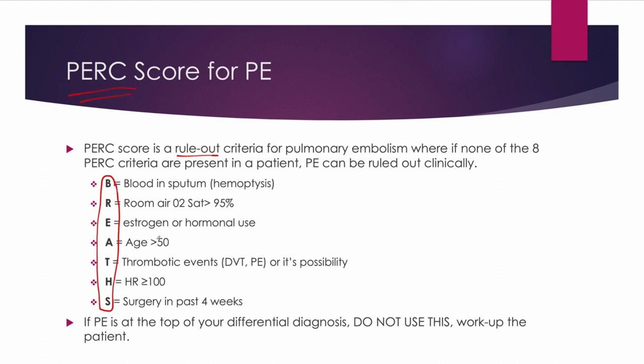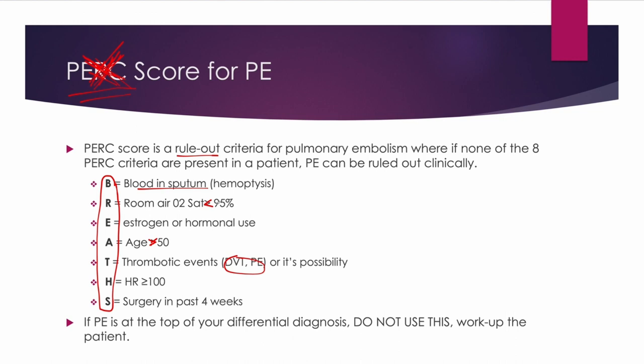You have to be, this is actually ageless. Let's see, that's right, correct. Sorry about that. So if you have blood, meh, you can't do PERC. If you have room air less than 95, then you can't do PERC. If you use estrogen, you can't do PERC. If you're greater than 50, you can't be ruled out. If you have a history of DVT or PE, you can't do PERC. If your heart rate's greater than 100, nope. And if you've had surgery in the past 4 weeks, no PERC.